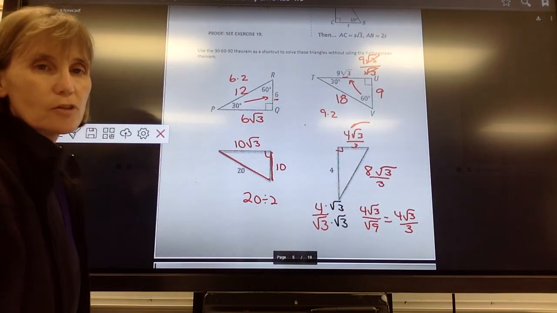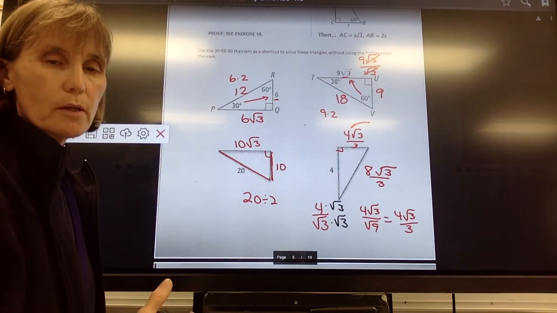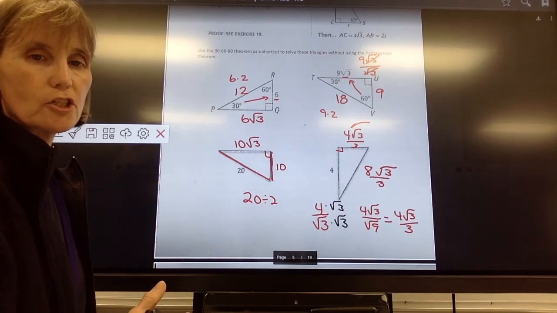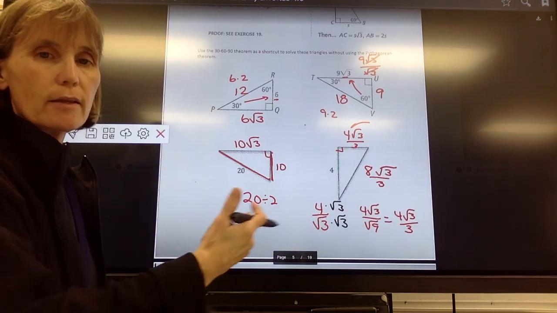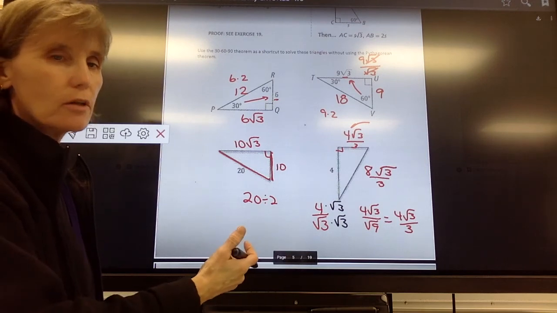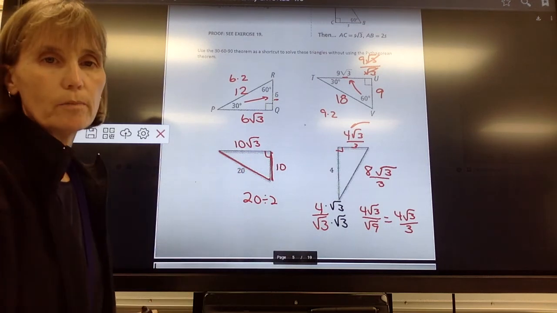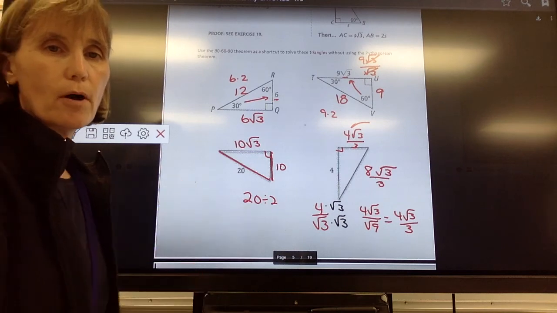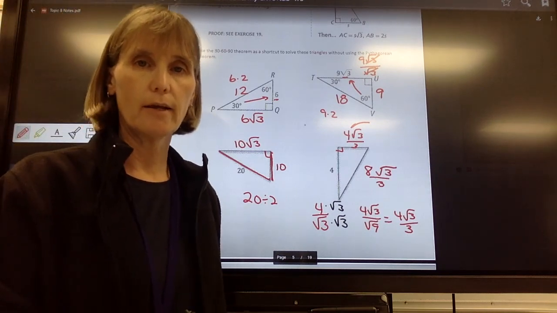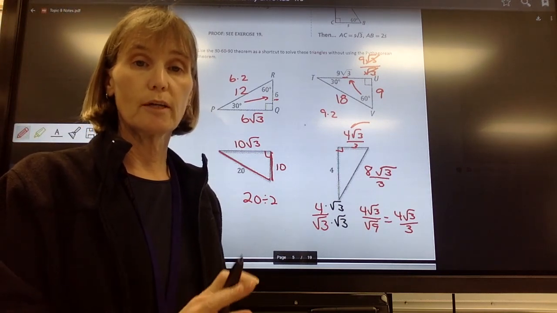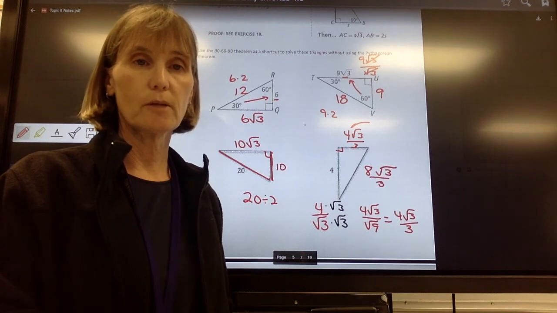Okay, that's how these special triangles work. There's really no formula. It's more memorizing the relationship between the shorter leg and the longer leg and the hypotenuse for the 30, 60, 90 triangle, and the legs and the hypotenuse for the 45, 45, 90. These relationships only work for those two special situations.